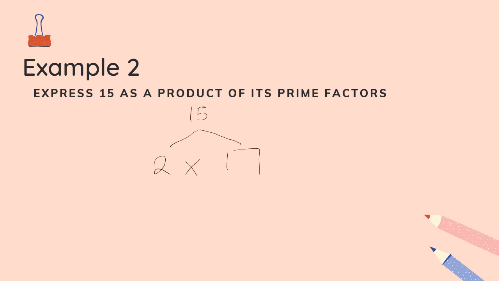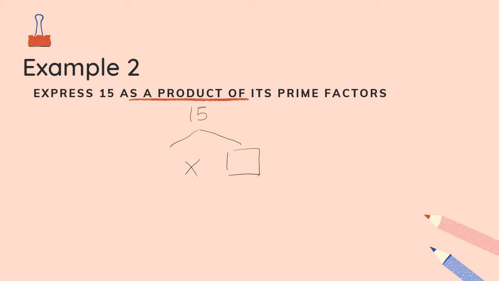Now, how about number 2? Is there such thing as 2 times a number gives you 15? 2 times something gives 15. Do we have 15 in times table 2? No, we don't. So which means we cannot start with 2.